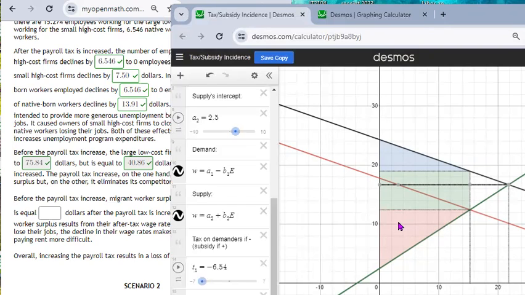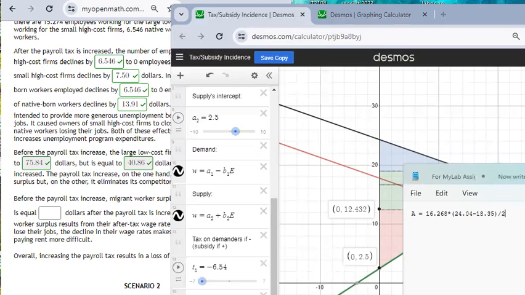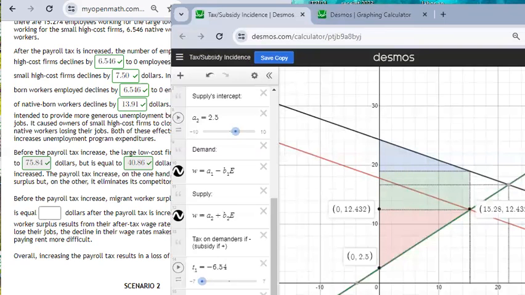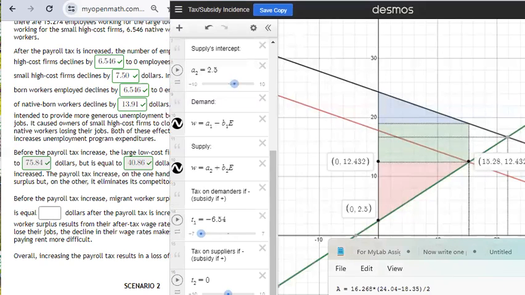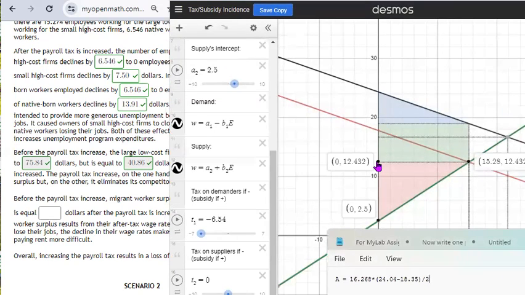Well, the first thing we want to do is calculate the area of this lower red triangle, right? This lower red triangle is the migrant workers' surplus after the tax, right? So we're going to calculate that first, right? To calculate that, I need to find the height of the triangle, right? The height of the triangle is, let me just delete this. The height of the triangle is the 12.43.